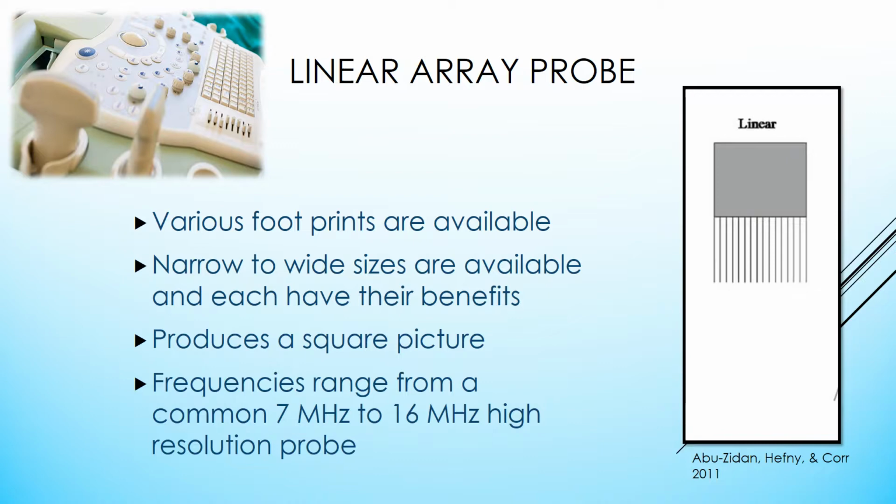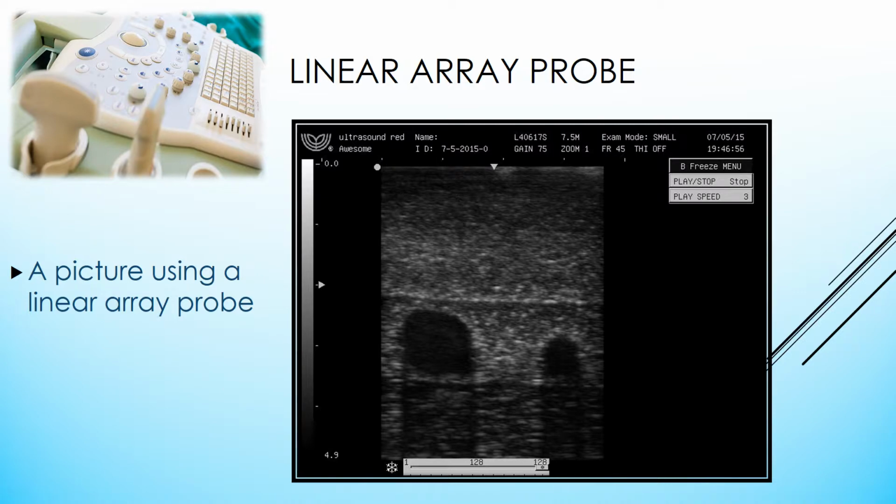Various footprints are available. Narrow to wide sizes are available and each have their own benefits. These produce a square picture. Frequencies range from the common 7 MHz probe to 16 MHz high-resolution probe. This is the square sonogram common with a linear array probe.